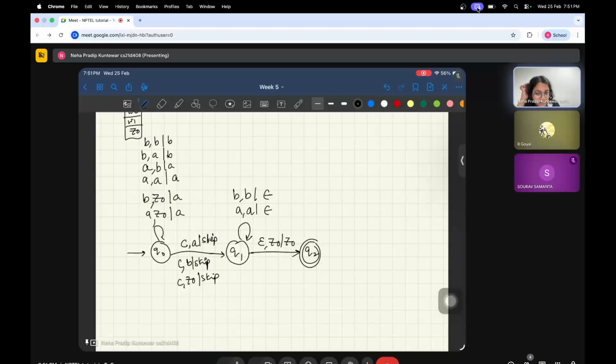Now, in case of empty stack, we can erase this Z naught here, and then Q2 need not be the final state. Then also the string would be accepted.